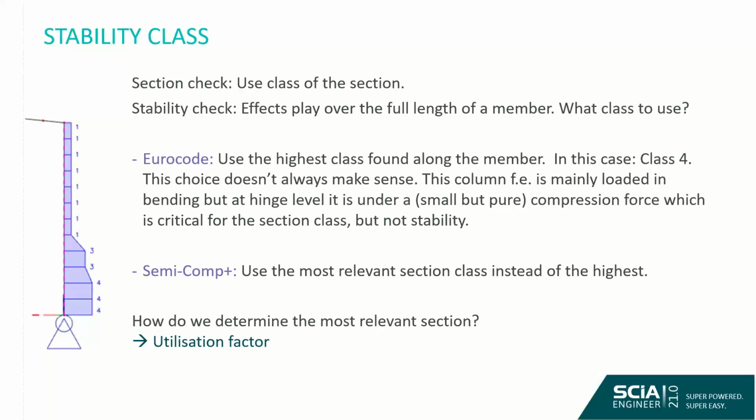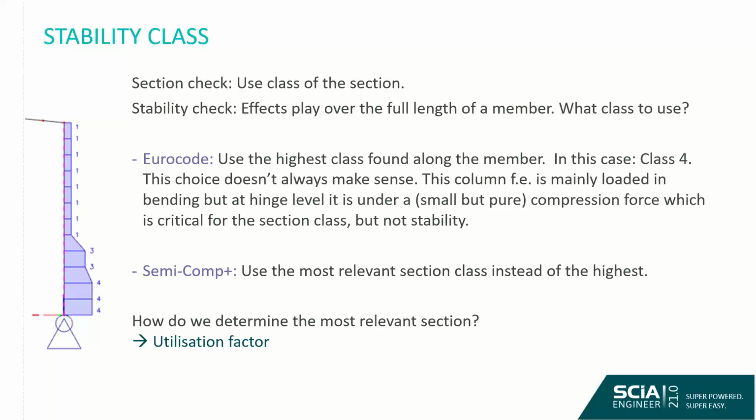However, the question arises when we are going to do a stability check, because stability effects like lateral torsional buckling or flexural buckling, these are things where the entire length of your member is of importance. The effect plays over the full length of your member. It's the entire member that is going to buckle. So the question is, what class should we use for these stability checks?